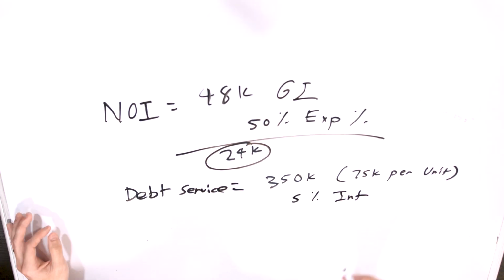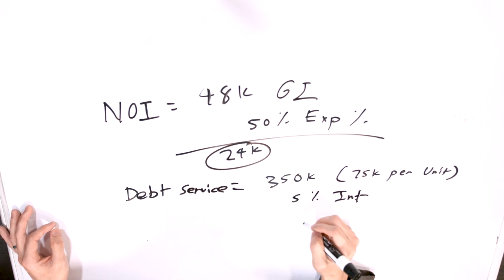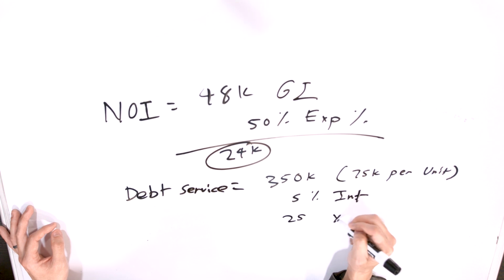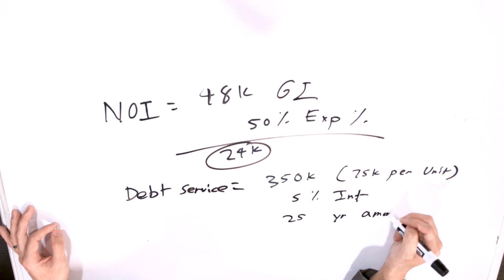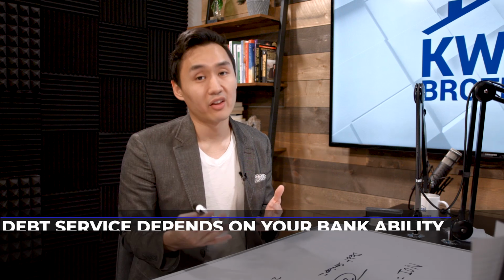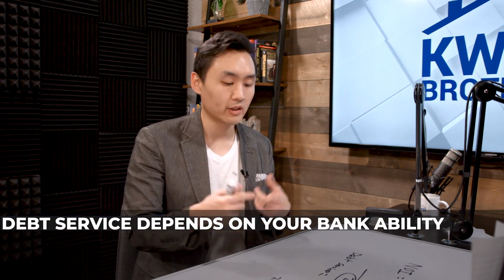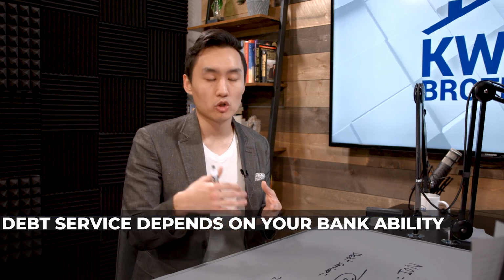Let's say we get a 5% interest rate. And let's say we get 25-year amortization. Now, let me say this, guys. The debt service depends on a lot of things. It depends on what your bankability is, right? The bank may give you a lower interest rate because you're less of a risk.